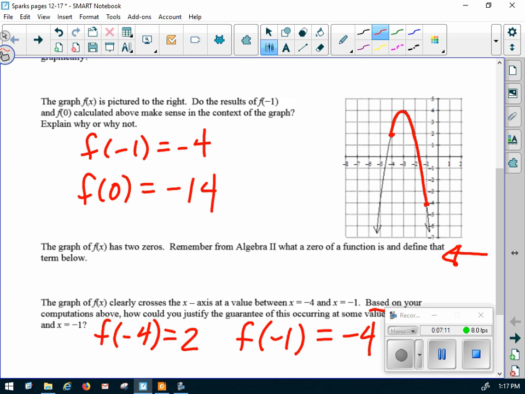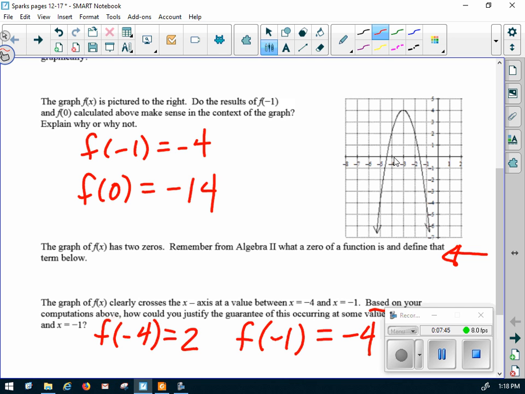Okay. Now let's look right here. This graph has two zeros. Remember from Algebra 2, what is a zero of a function? Bless you. What's a zero? What does it mean? Yeah. Why would an x-intercept also be called a zero? What has to be 0? The y has to be 0.